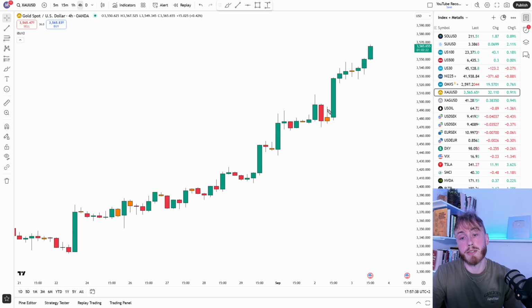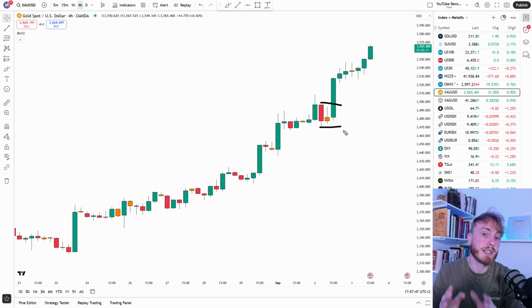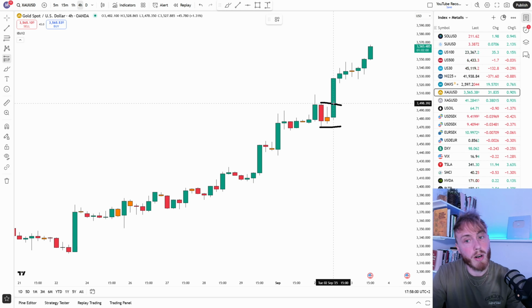Let's take a look at another example. In this case, we can look at this orange candle right here. Once again, you can see that this orange candle is an inside bar because it's completely contained within the mother bar, which in this case is the red candle. As for our entry, once again, we are in an uptrend, so we're looking out for long entries.